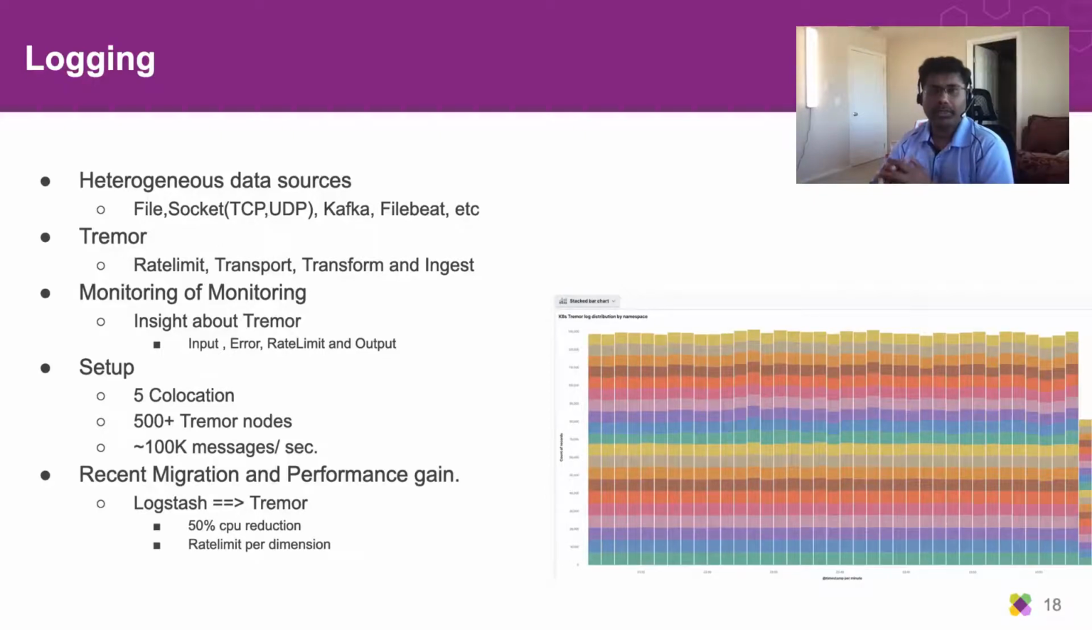In our production setup, we collect logs from all the applications deployed in all our 5 collocations. We have 500 plus Tremor nodes for all our collection, transformation, and ingestion layer. Our throughput is 100K messages per second, and it's still increasing. At that rate, we are processing it today.